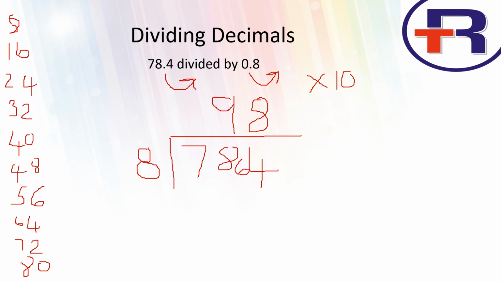You may ask the question, why have we ended up with a bigger number than we did in the original sum? That's because we've divided it by a number that is less than 1.